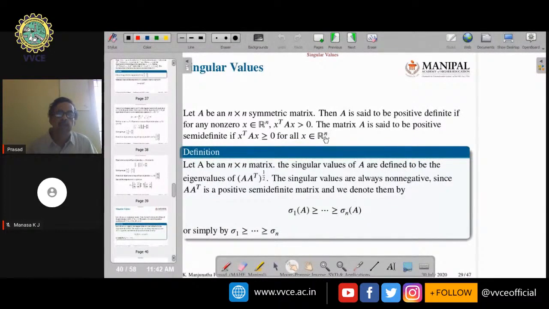Now you consider any matrix A. There is a typo here. Let this be an m by n matrix. This should have been m by n, not n by n. Now you take A transpose A.